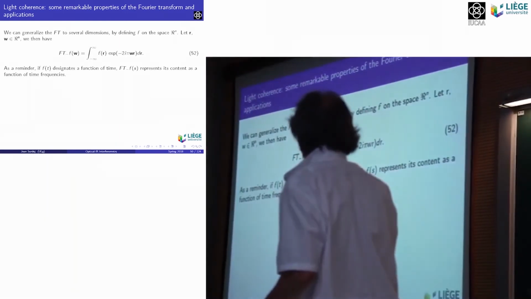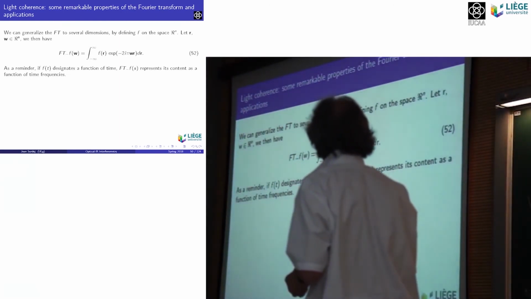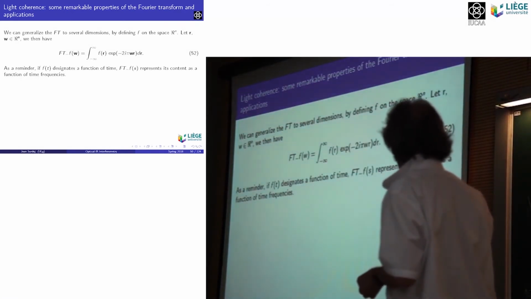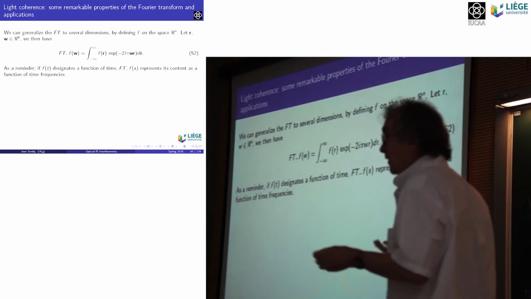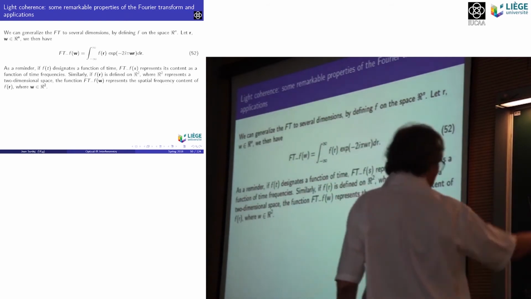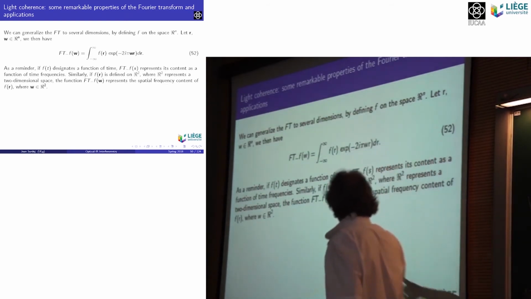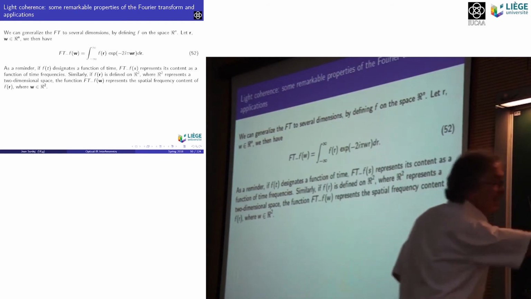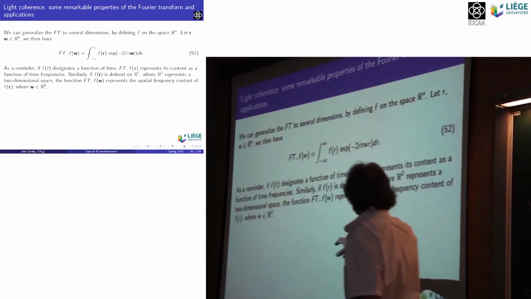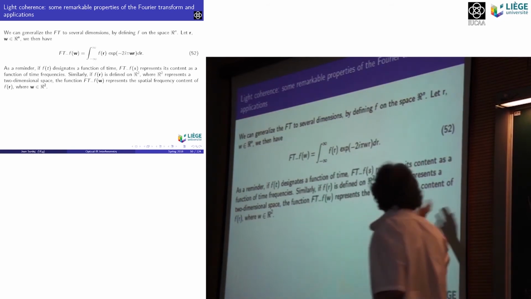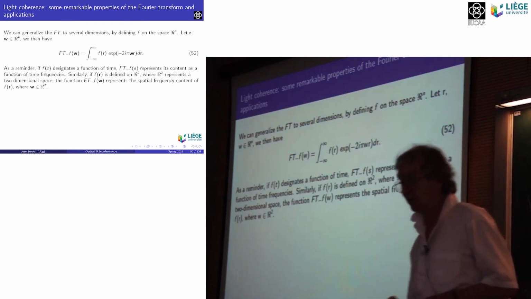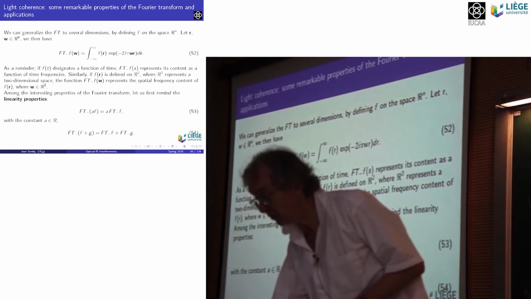Okay, now this is just a reminder. If a function f of t designates a function of time, its Fourier transform has a content of a function of time frequencies. This we know. Similarly, if the function f, here it was the intensity, is defined on a two-dimensional space, then this function represents the spatial frequency content of the function f. So it's what we have seen in terms of the UV frequencies.